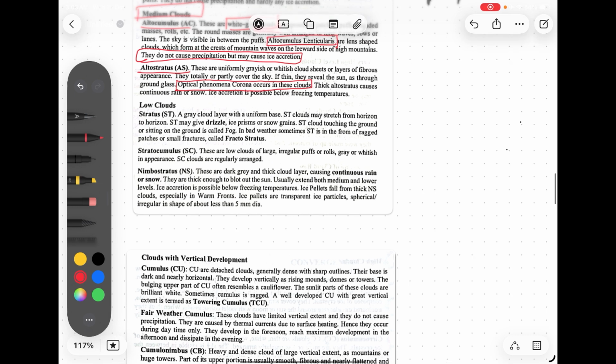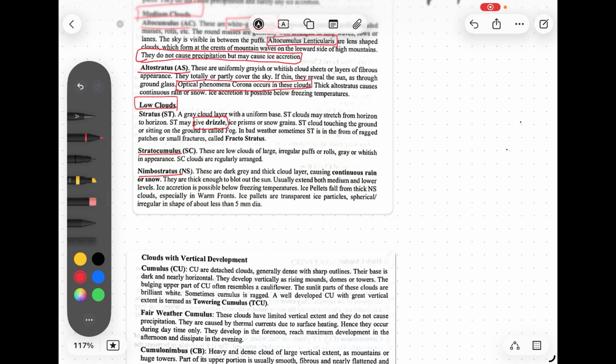Then we come to the low level clouds, which are also the ones that you see in the form of fog. So this is stratus, cumulus, nimbostratus. The questions that could come are that they are clouds at a lower level. Yes, they do create drizzle.